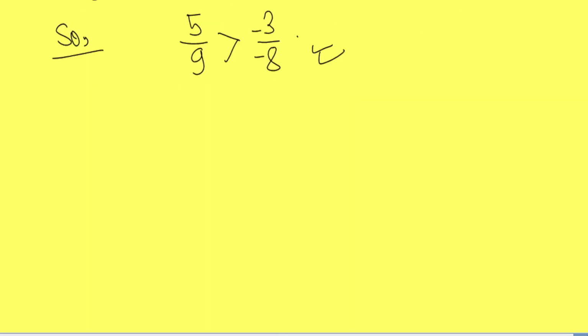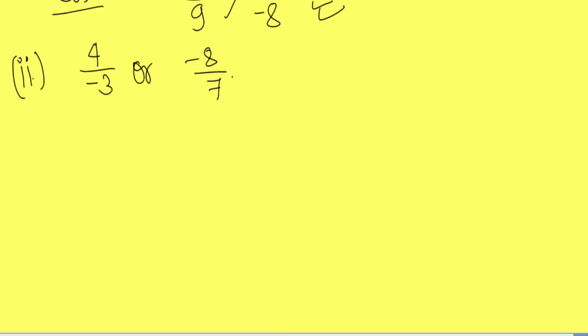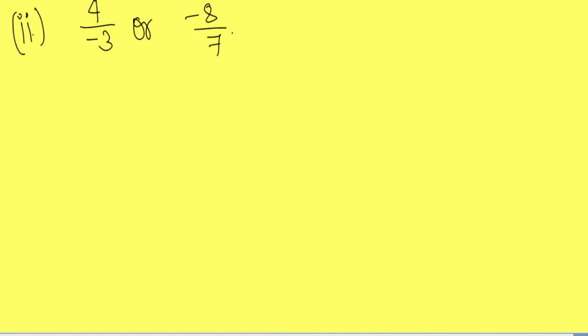Okay, see the second question. In the second question, again two numbers have been given, 4 upon minus 3 and minus 8 upon 7. These two rational numbers are given here. Let's try to solve this question and compare these two rational numbers and find out which is greater.